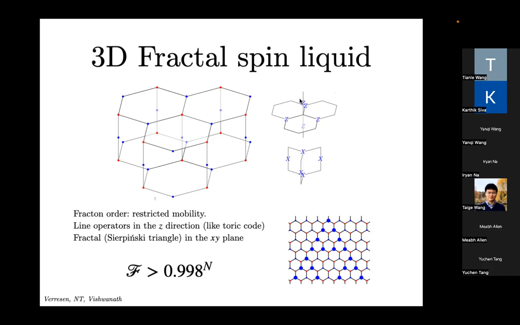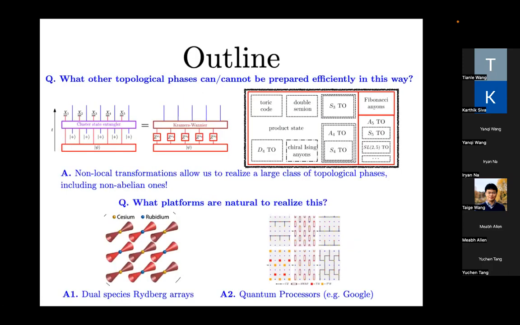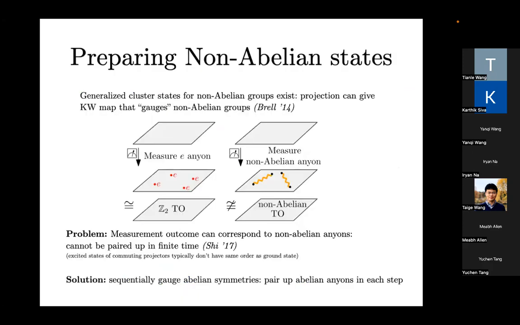Okay, let me move on to what else we can prepare, and of course it would be exciting to prepare non-abelian states. So let me tell you a little abstraction to them. There are generalized cluster states known in the literature where you prepare some short range entangled state. And if you project, that gives you a Kramers-Wannier duality that gauges a G symmetry, where G can be non-abelian.